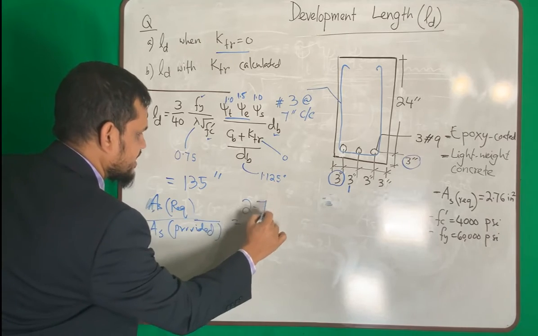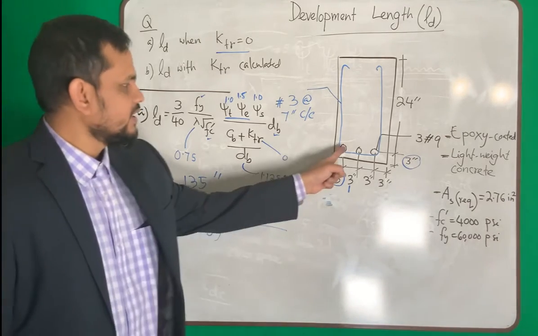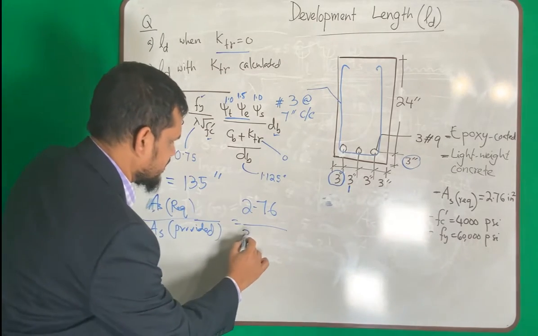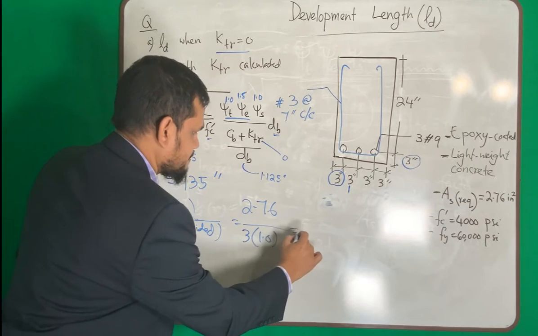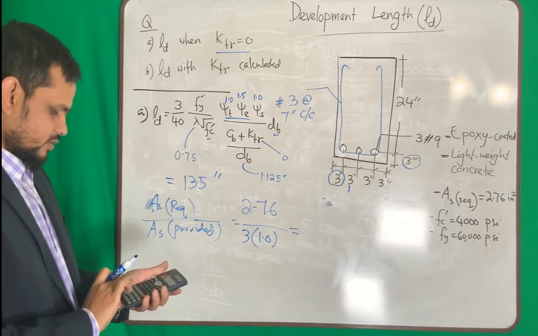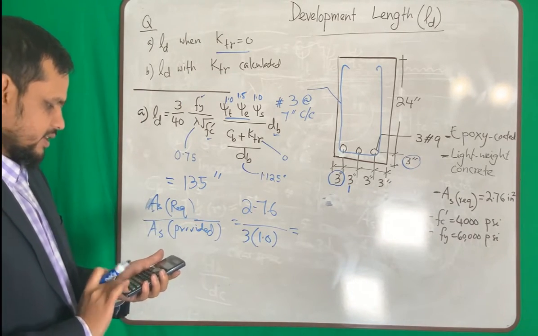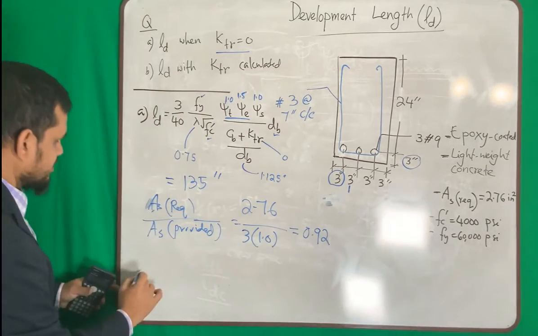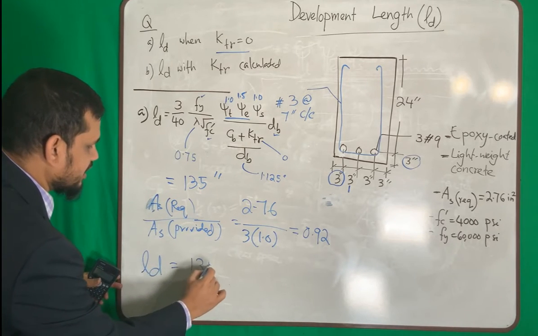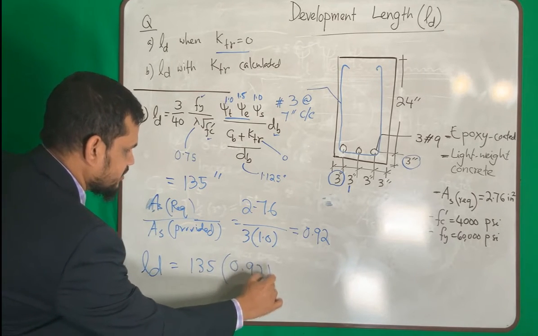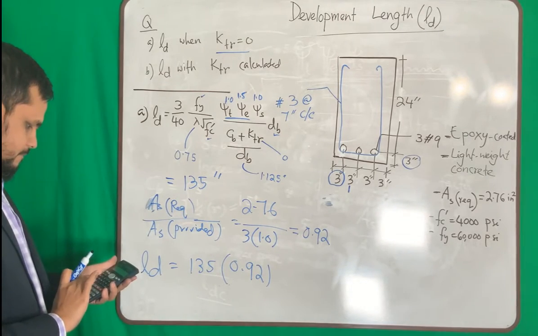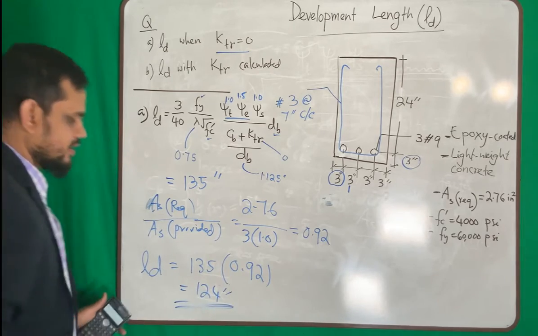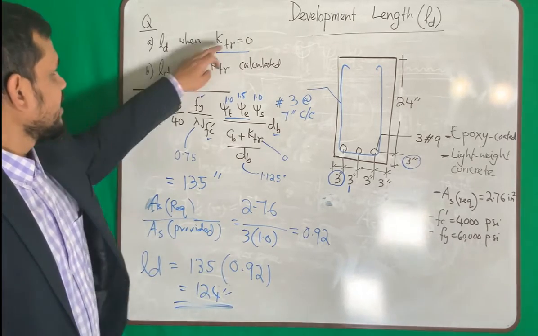So I need 2.76. I am providing 3 number 9. The area of a number 9 bar is 1, so 3 times 1. What is my factor? 2.76 divided by 3, 0.92. Then my final LD will be 135 times 0.92, roughly 124 inch. So 124 is if my KTR is 0.